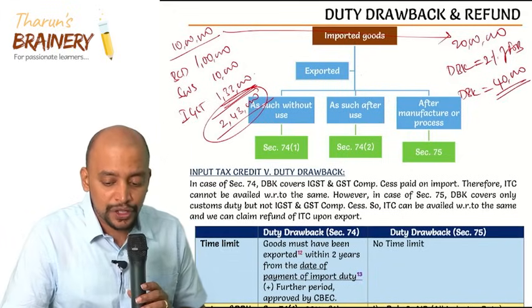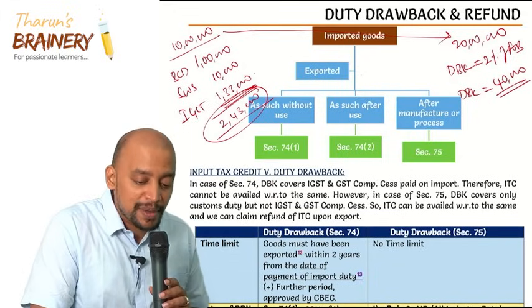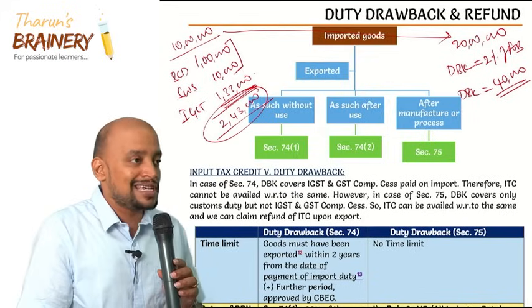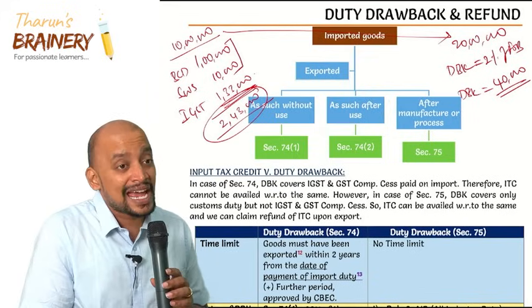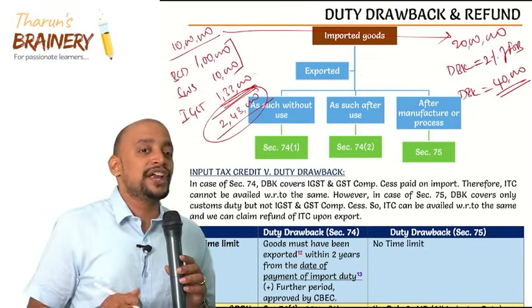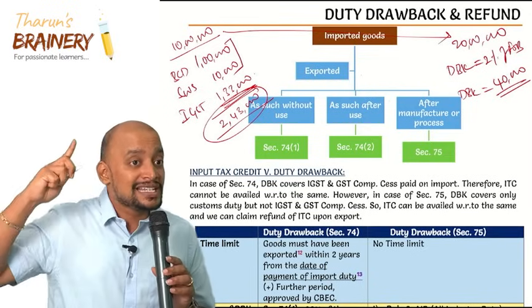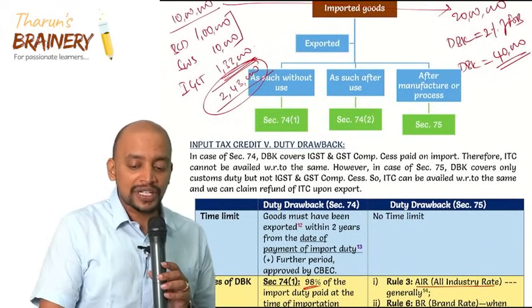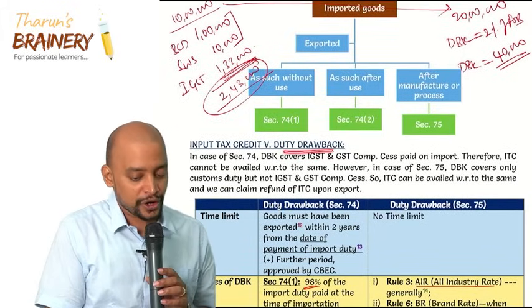This 40,000 duty drawback is to cover basic customs duty and social welfare surcharge only, but not IGST. Which means, can the IGST paid on import be still taken as credit? Yes. And can you get it as a refund under GST? Yes. So that is what I have given here. Input tax credit versus duty drawback.